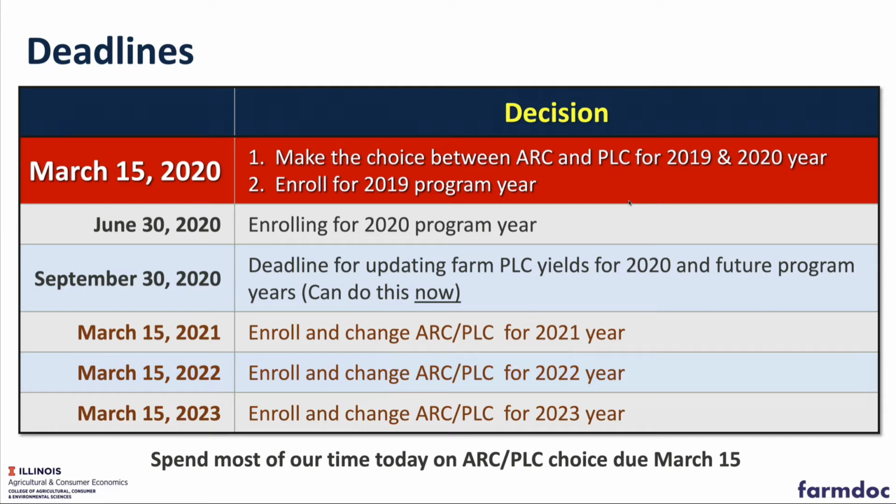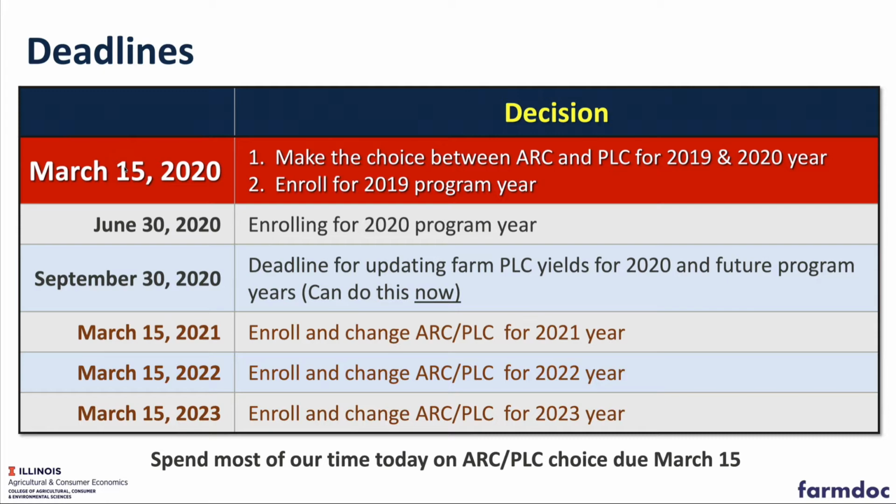And you also enroll in the 2019 program year. You also have the opportunity to enroll for 2020 by June 30th, and September 30th is the deadline for PLC updating yields, which we will talk about, but isn't as imminent as this March 15th deadline. Your FSA offices want to see you all there sooner rather than later, or at the very least, sign up in advance and get on the list so we don't have a complete mess at the deadline. All right, we already have a question about SCO, and we will get there.